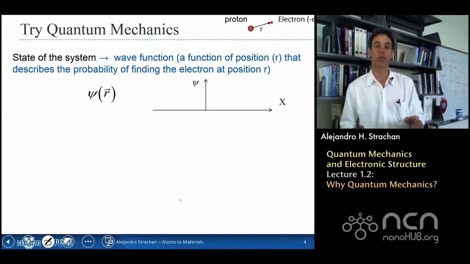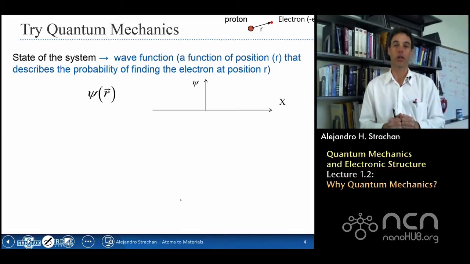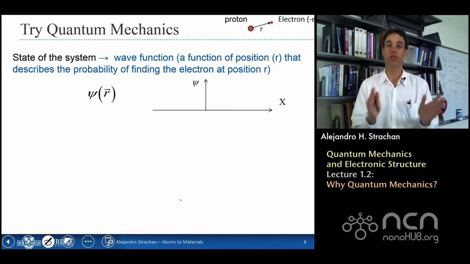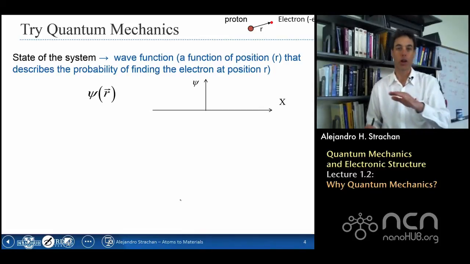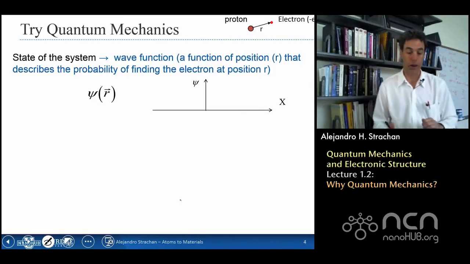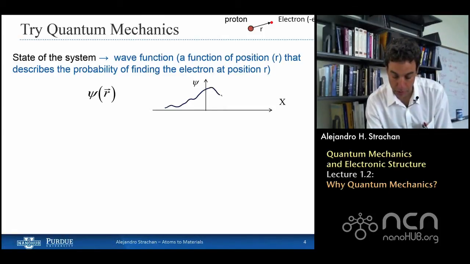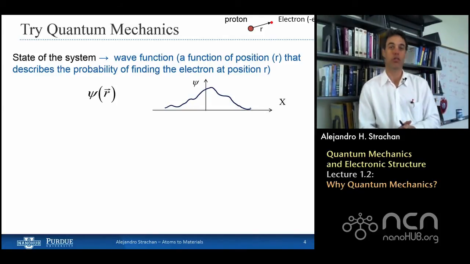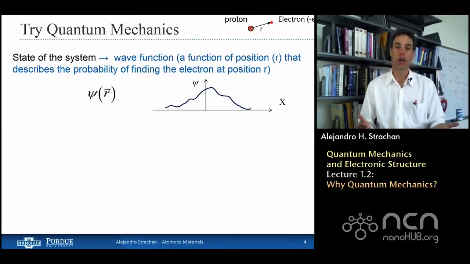Quantum mechanics tells you, forget about knowing the position and the velocity of a particle independently. These two quantities are not completely independent. They're related to one another. And quantum mechanics tells you the state of a system at a given time is fully determined by its wave function. The wave function is a function of space, psi of r, and I'm going to sketch a possible shape of the wave function as a function of position. We're going to see in a minute that the wave function more or less tells you where the electron is.